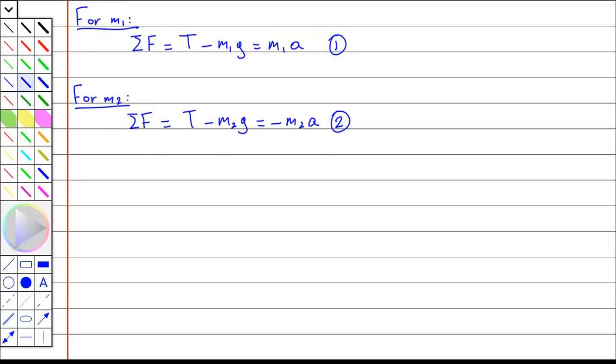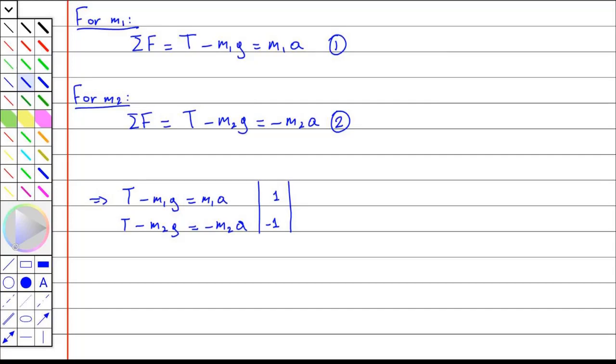So let's go ahead and do that. So let's rewrite our equations. T minus M1G equals M1A, and T minus M2G equals minus M2A. So let's change the signs of the second equation. So this is multiplied by 1 and this is multiplied by minus 1. So we multiply every term on both sides of the equal sign with minus 1.